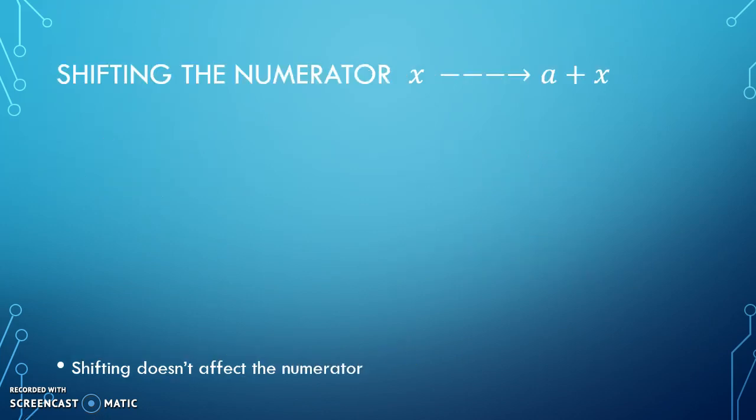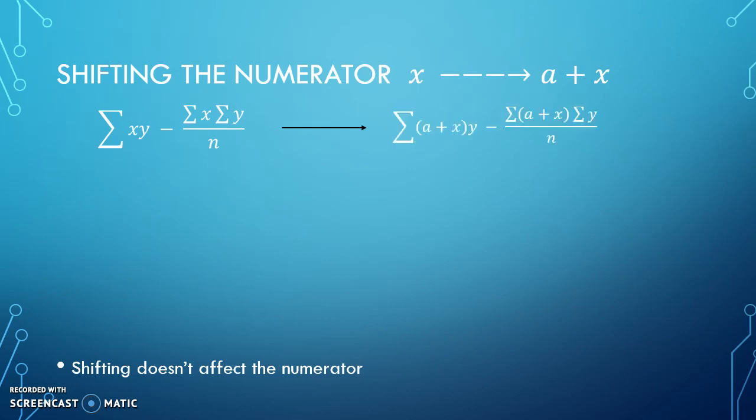Next, we're going to do another transformation called shifting the numerator, or translating it. That means we shift it to the right by A. Alright, so what happened is this.